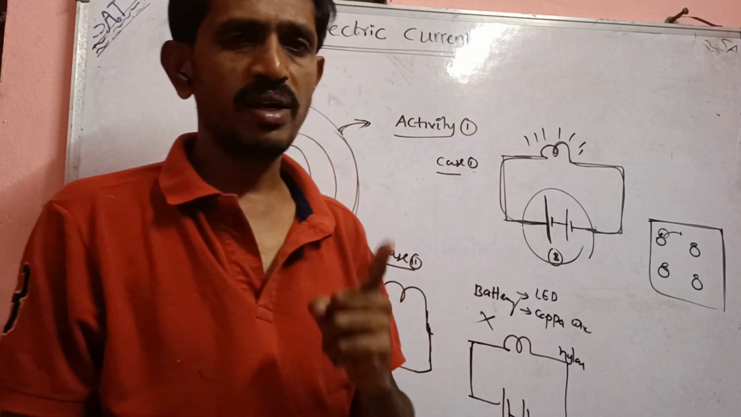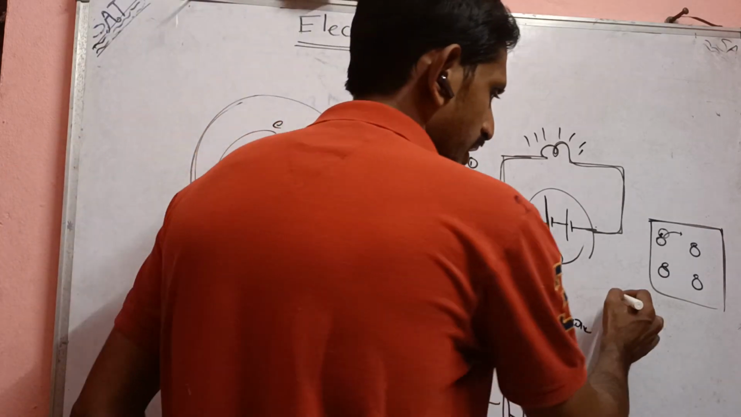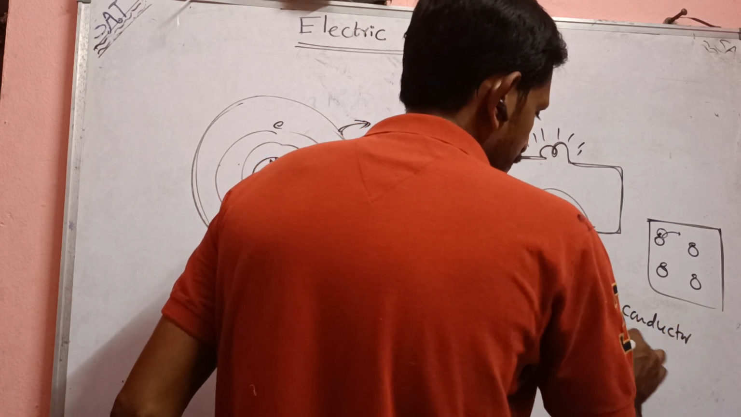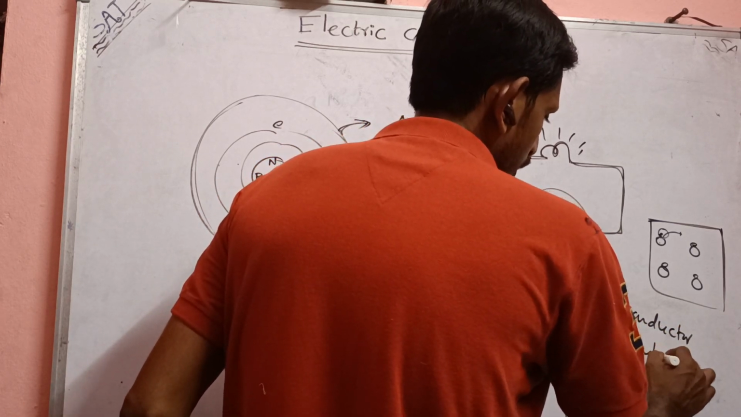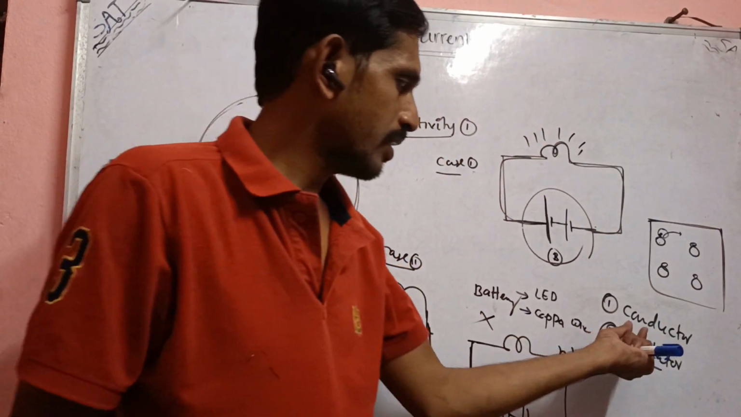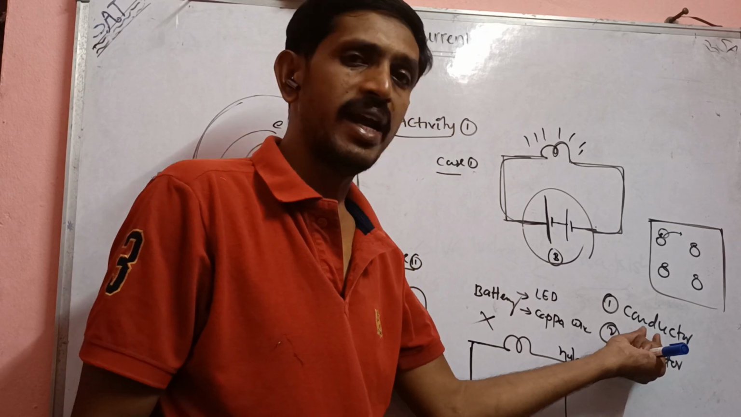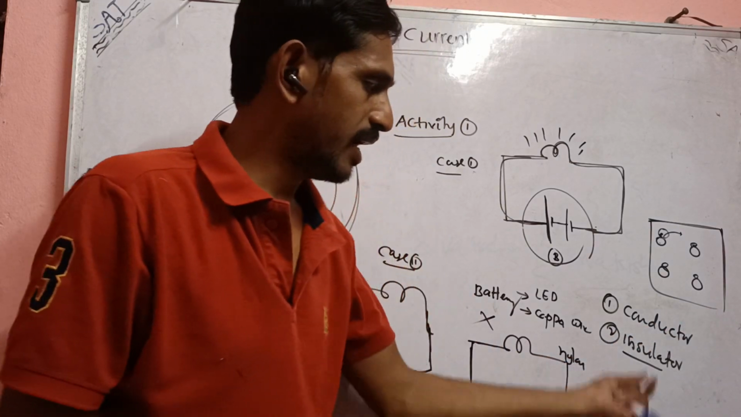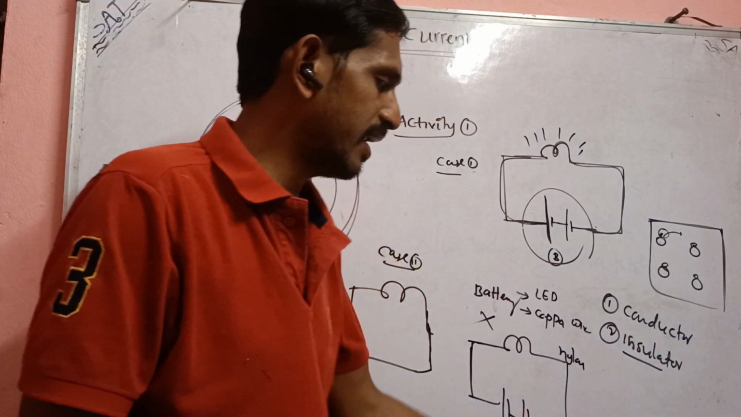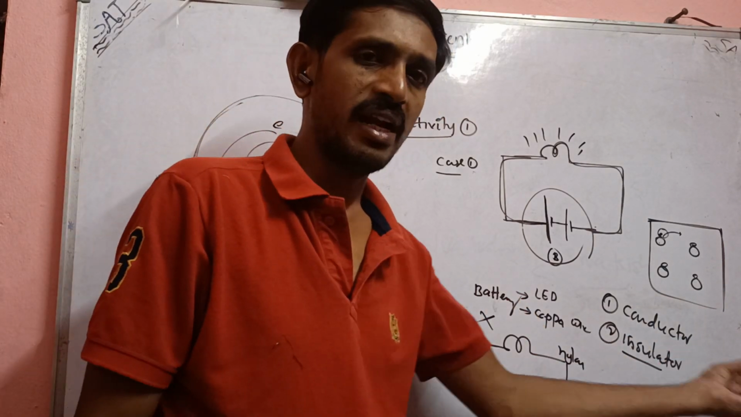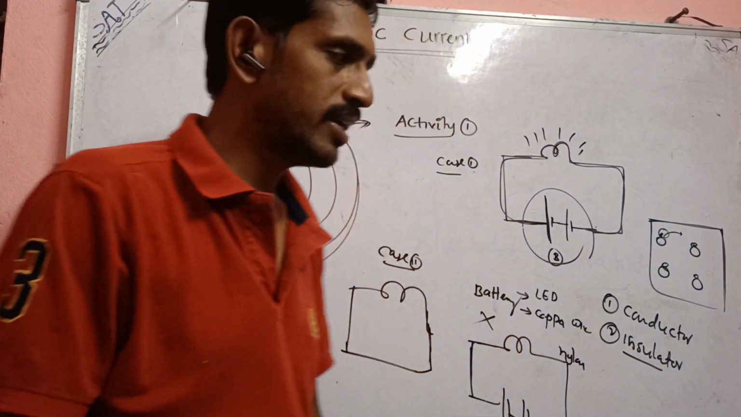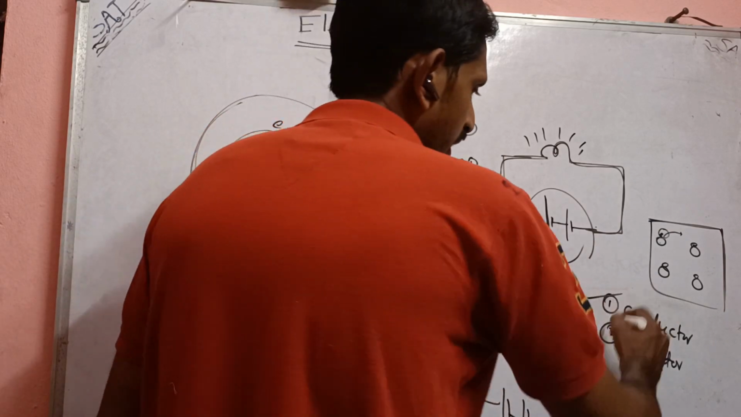One is the conductor, next one is the insulator. Conductor and insulator. What is meant by conductor? Conductor is a material which allows the current, and it has free electrons. And an insulator does not have any free electrons, does not allow the electric current. That is the only difference between the conductor and the insulator.